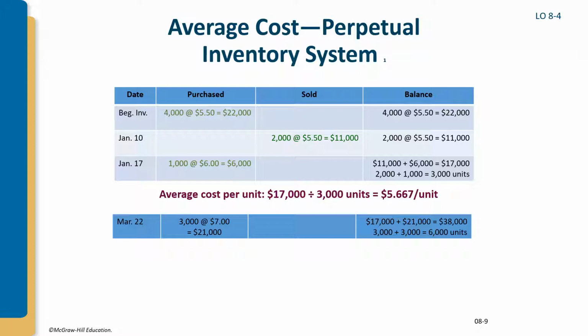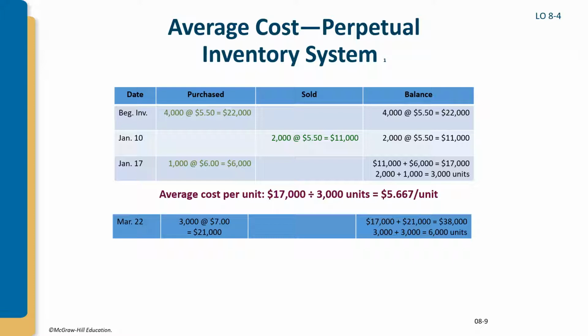So before the purchase, the total inventory in our balance was 11,000 cost. We just added 6,000 more of total cost by this purchase. So the total cost of all the inventory after this purchase is $17,000. We then divide it by the total quantity after the purchase. 2,000 cups before plus 1,000 more, 3,000. Carry it out 3 decimal places. Cost is 17,000 divided by 3,000 units. The new average cost per unit is 5.667.